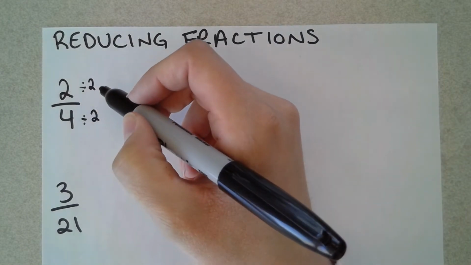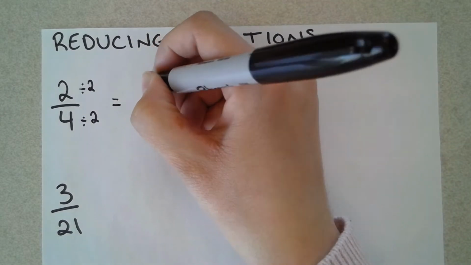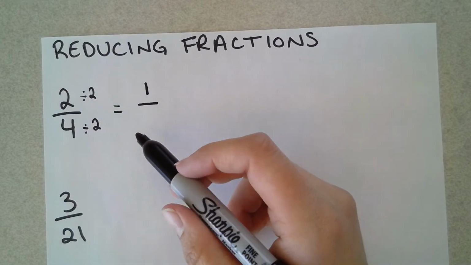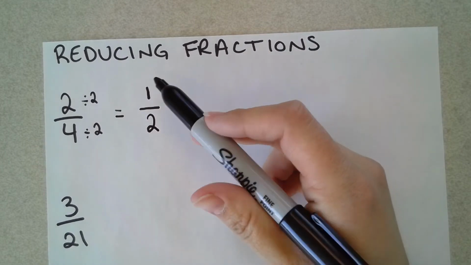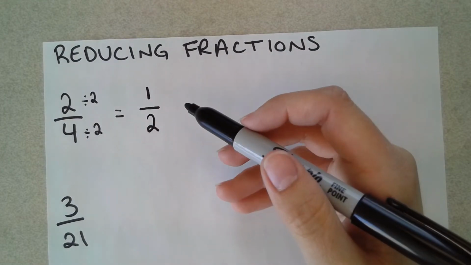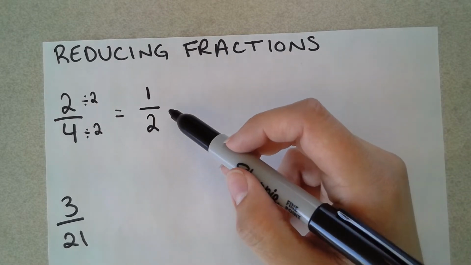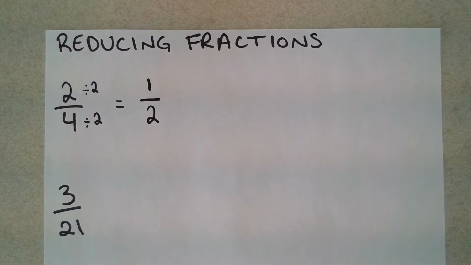2 divided by 2, that equals 1. And 4 divided by 2, that is going to give us 2. Okay, so now we have 1/2, and we can look at that and think, can that be reduced more? No, it can't be, so that means that this is our final answer. Okay, let's do another example here then.